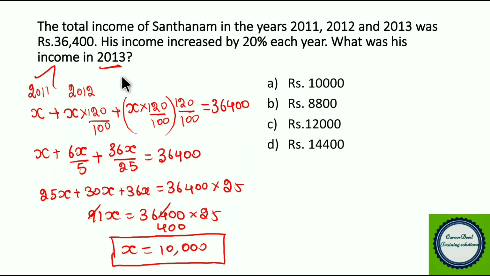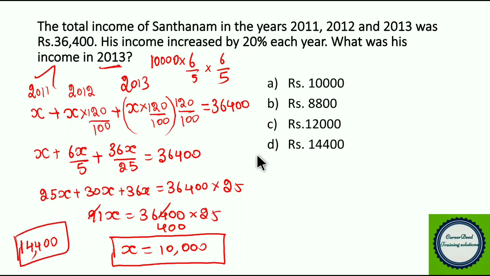Now you have to find the salary of Santanam in the year 2013, which is x into 120 by 100 into 120 by 100. Now substitute this 10,000 here, you will get the answer. So 10,000 into 120 by 100 can be written as 6 by 5 into 6 by 5. Now solve it, you get 6 into 6 is 36, 5 into 5 is 25. So while cancelling you get 12 into 12, that is 144, and you have two zeros, so it is 14,400. So the answer for this question is option D, 14,400. So the salary of Santanam in the year 2013 is 14,400. So this is so easy, right?